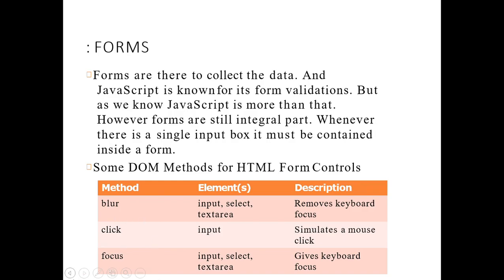Next is focus. The focus method is to give the keyboard focus. Blur is to remove the keyboard focus, and focus is to give the keyboard focus. Fine. Input, select and text area. Like, if there is a text area and you have written something and you want to blur it, then you will use the method blur. But if you want the focus to stay there, then you will use the method focus.